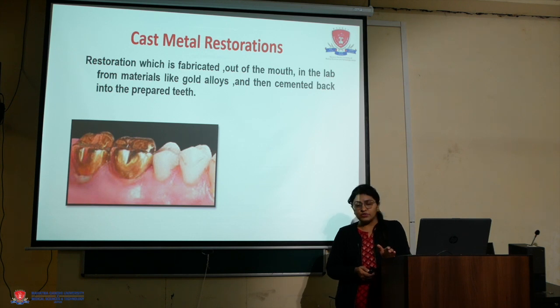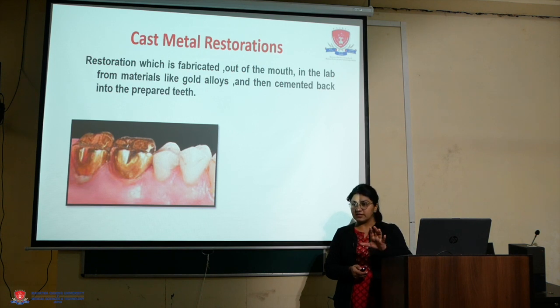That means we were doing the direct restoration, where we prepare the cavity on the tooth itself and then just place the restoration. But now what we are doing is preparing the cavity, taking the impression, and accordingly the cast or the restoration is fabricated in the lab, and then once we receive it from the lab, we place it back in the mouth. So this is an indirect restoration we are talking about.